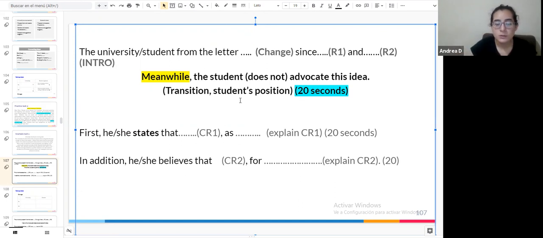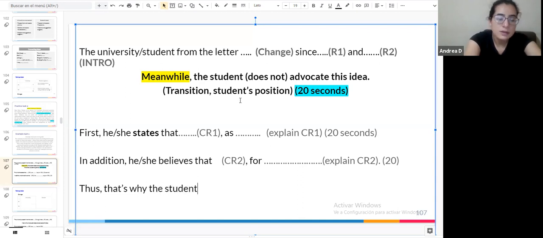And if you see that you have some more time and you don't know what to say, maybe you can give a conclusion. You can say something like, I don't know, that's why the student doesn't believe this is going to work, or this is a good idea, or is a good proposal. Okay, but this is not necessary, only if you have extra time. It's not going to add anything, it's just to fill up that time that you could have.